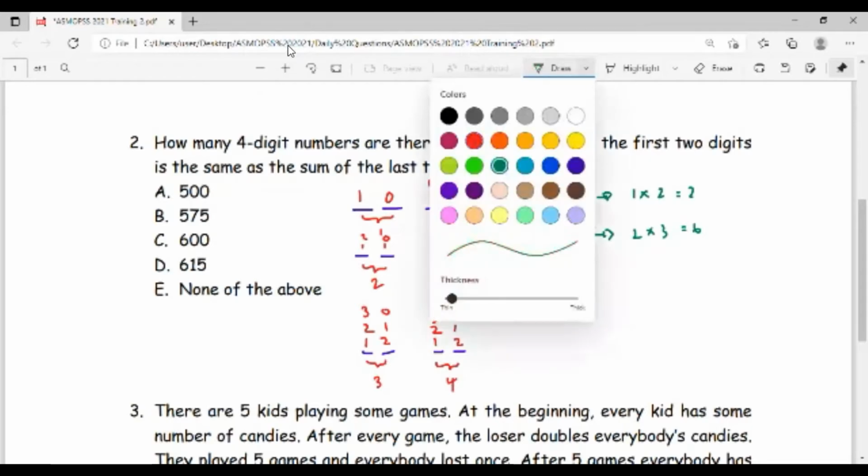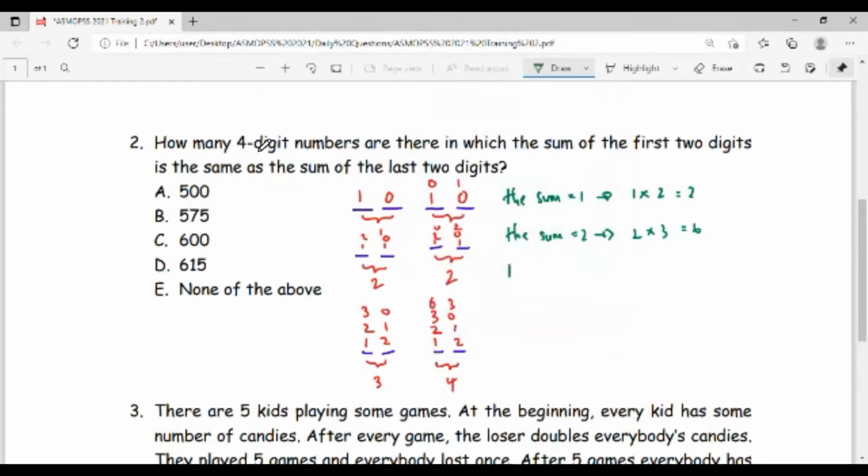From this, we can see the pattern that is formed. When the sum is 3, the number of possibilities is 3 times 4, which is equal to 12. If we continue that, when the sum is 4, it's 4 times 5, then 5 times 6, 6 times 7, until we get to when the sum is 9, where the number of possibilities is 9 times 10, which is 90.